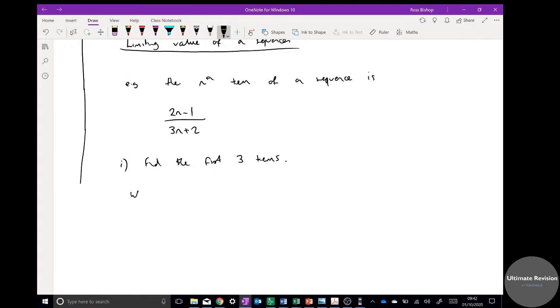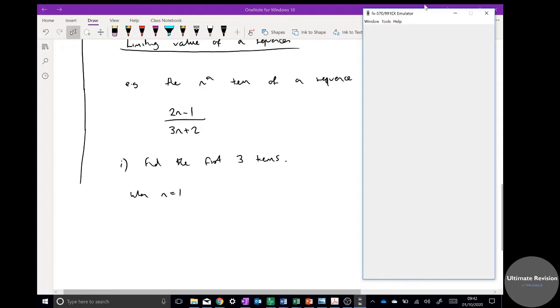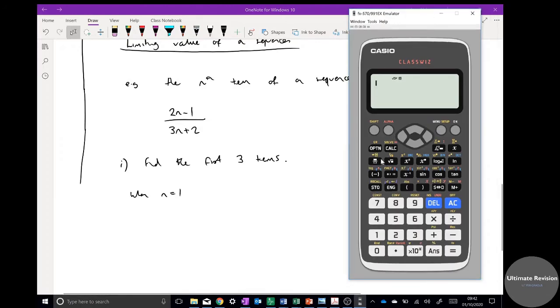So when n equals 1, the best way to do this on the ClassWiz is to type in exactly as you see it: 2. I'm just going to use x instead of n. That's quite a clever system, this. 3 plus 2.